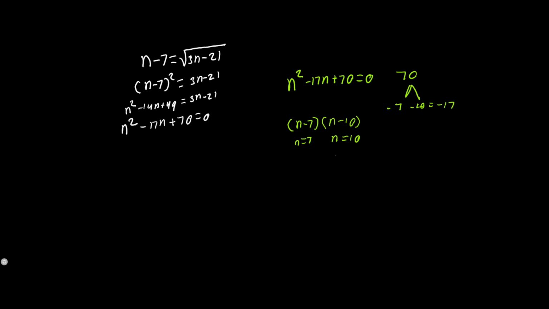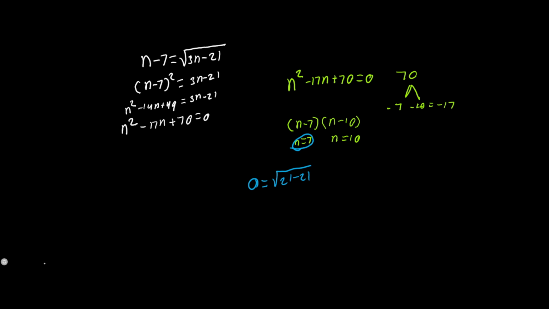So let's go ahead and verify both of our solutions. Let's try 7 first. So we get 7 minus 7, that is 0, is equal to the square root of 7 times 3, 21 minus 21, which is the same thing as 0, so n is equal to 7 is a solution.